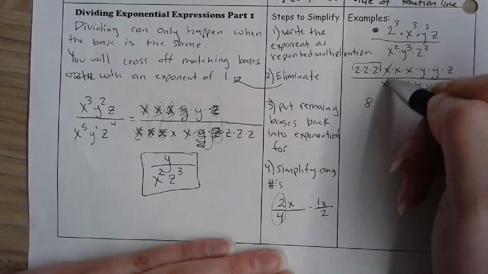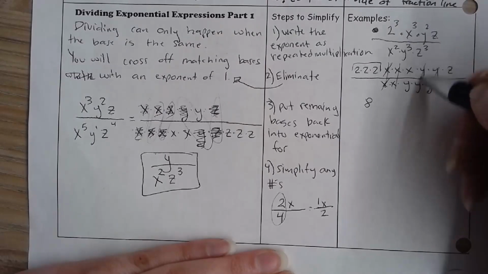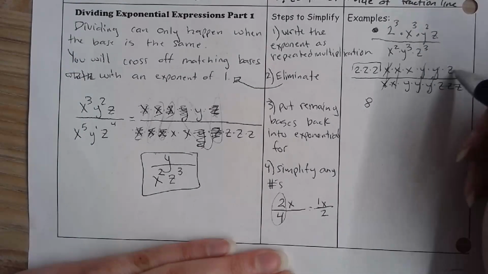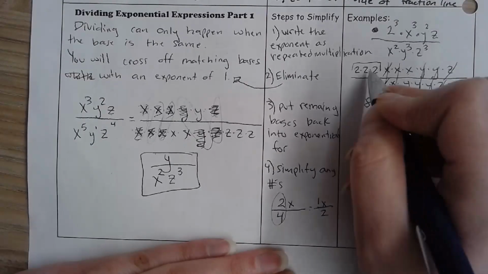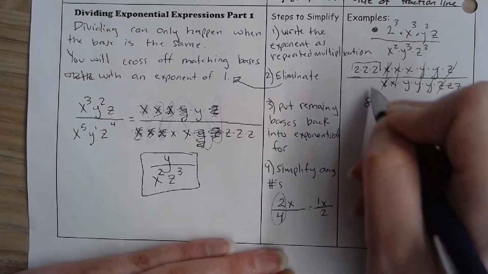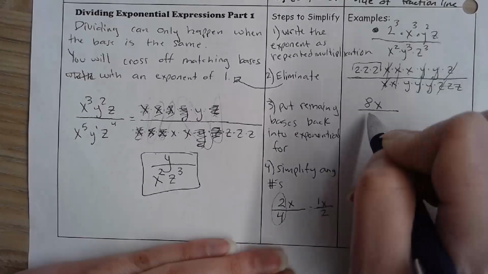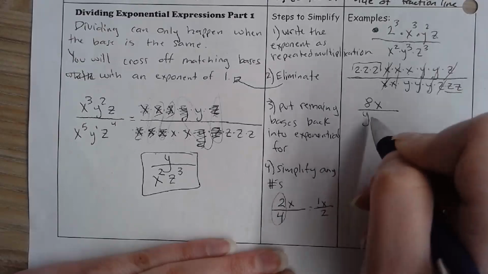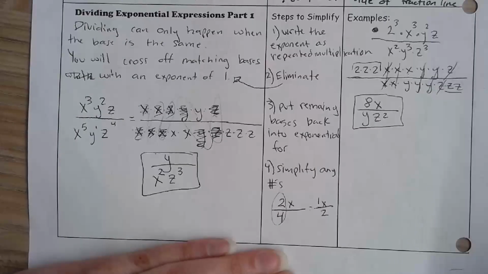Okay, we could cross off an x and an x, cross off a y, and it doesn't matter where, and a z and a z. So I'm left with an x on top. And my 8 is also on top. So 8x, and then I have 1y and 2 z's. And that would be our answer.